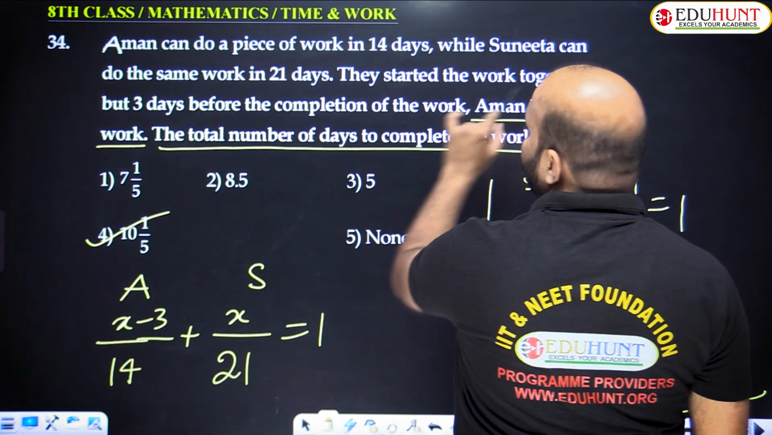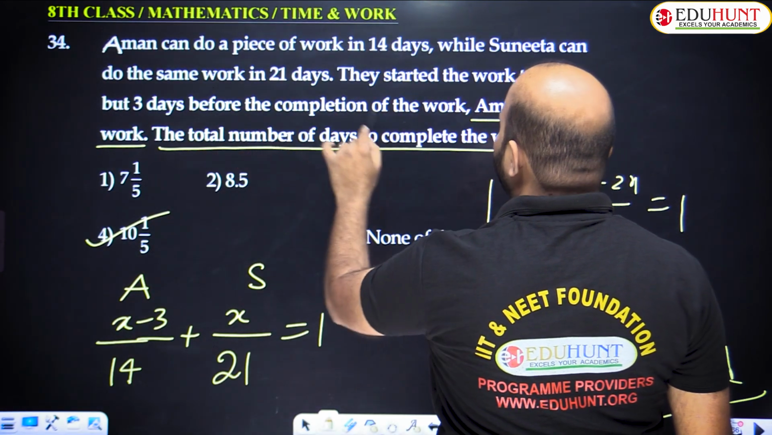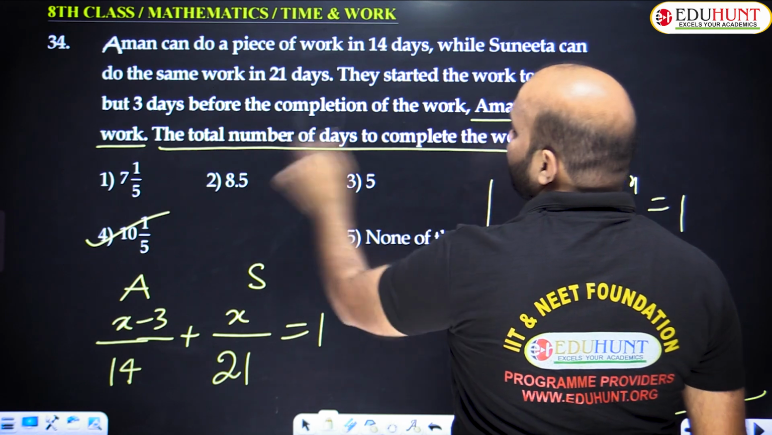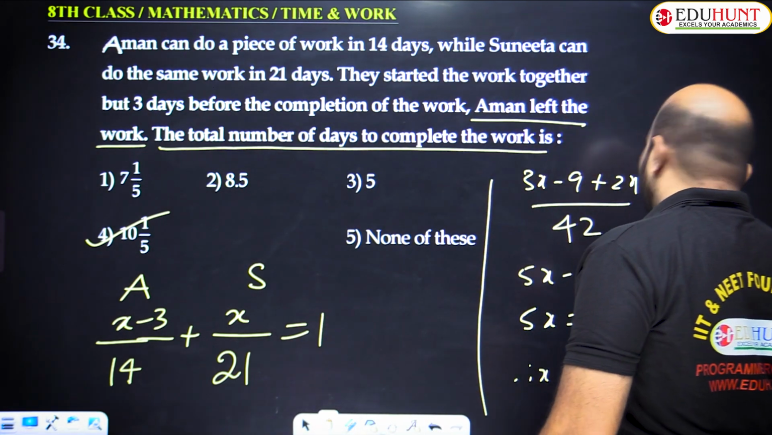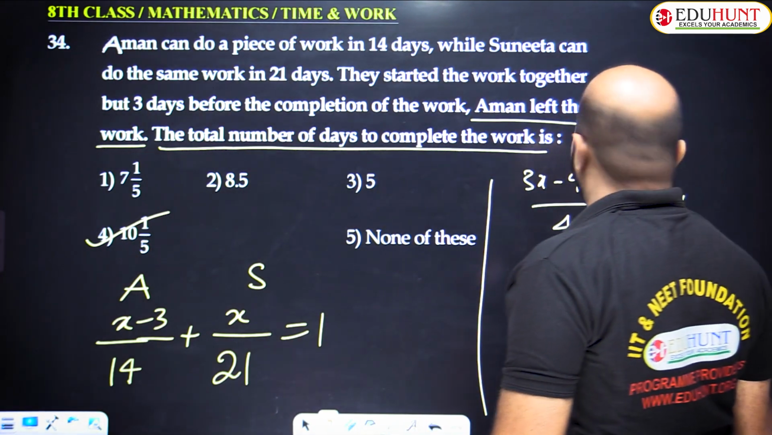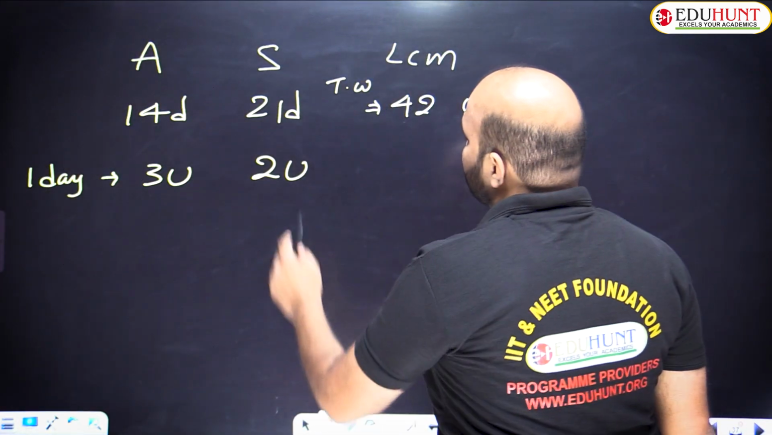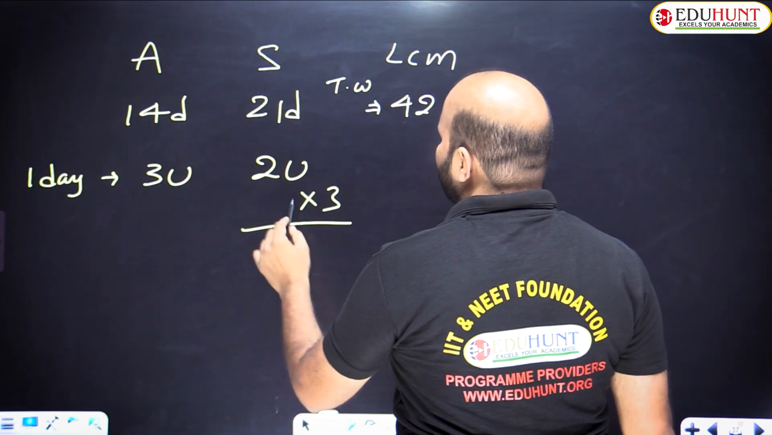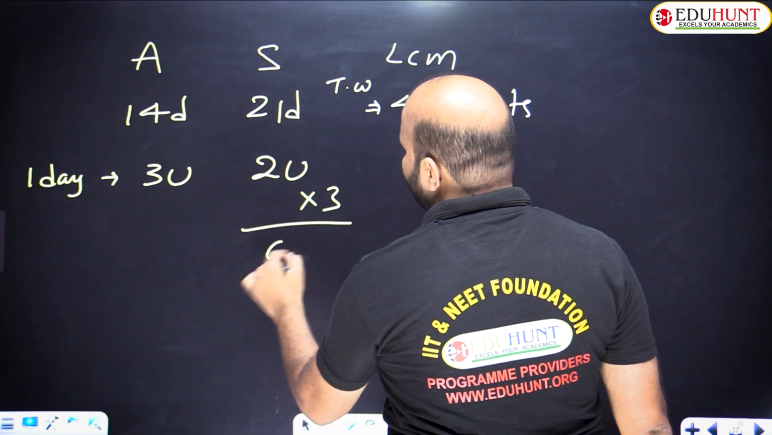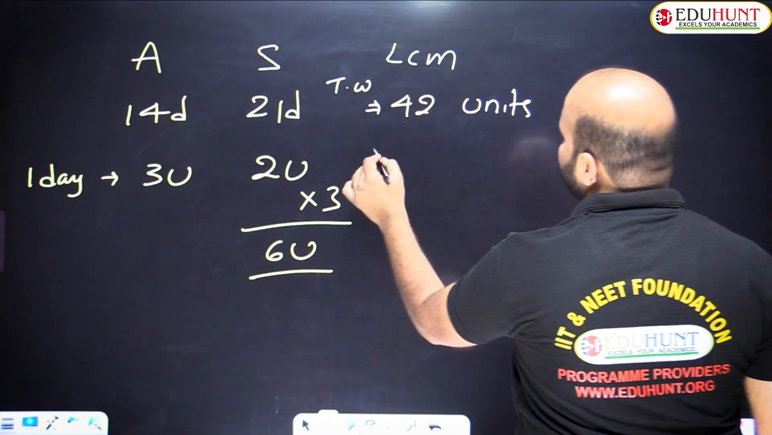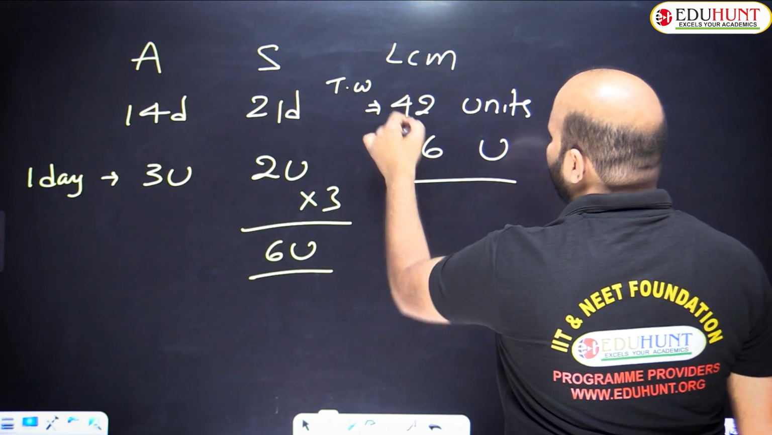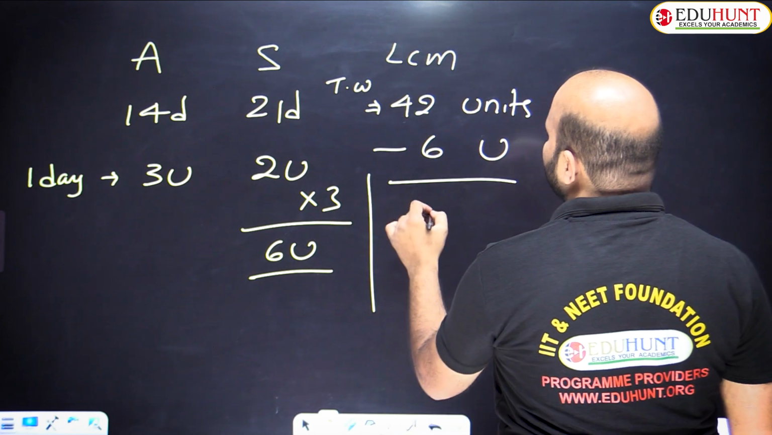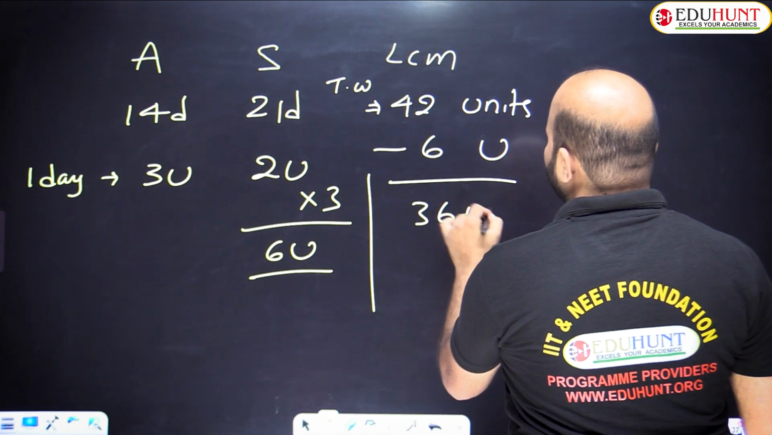They work together, but 3 days before the completion of the work, Aman left the job. In the last 3 days only Sunita engaged in the work. That means Sunita's 3 days of work, in each 1 day 2 units completed, so in the last 3 days 6 units completed. Am I clear? So how much work is left? 42 minus 6, that means 36 units of work left.